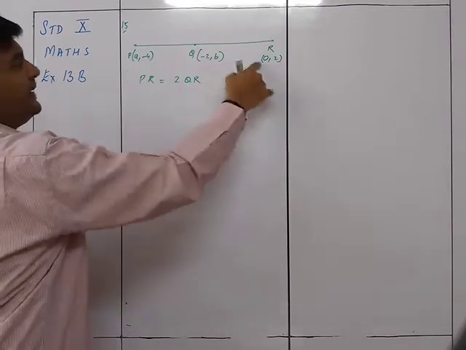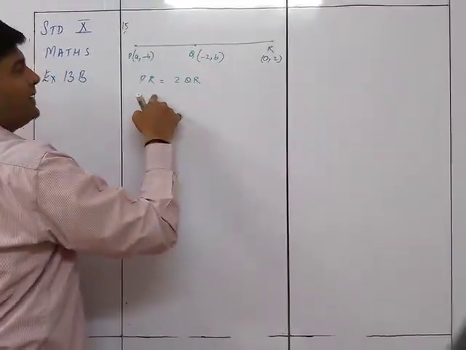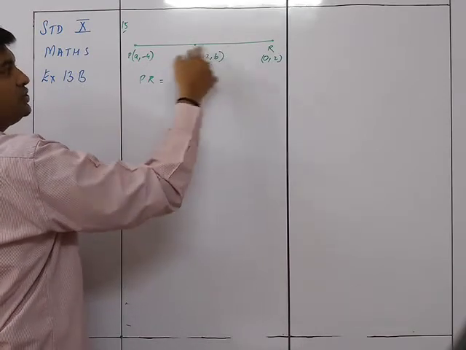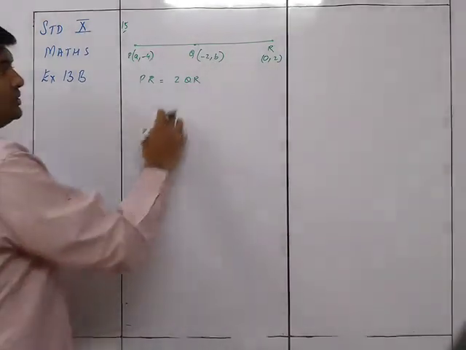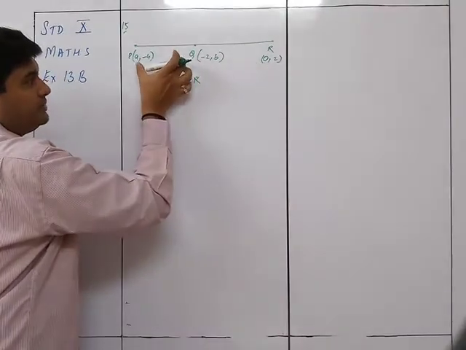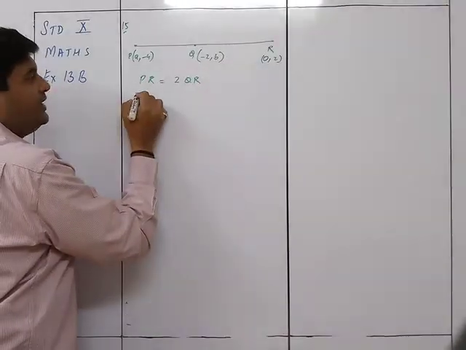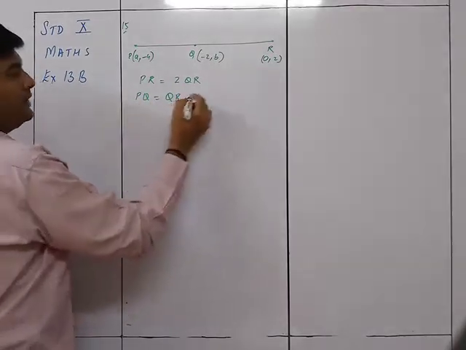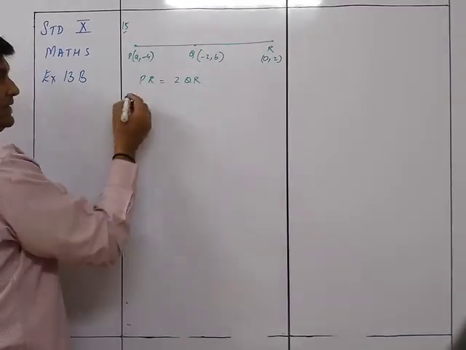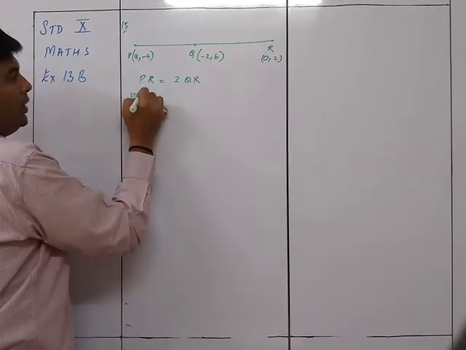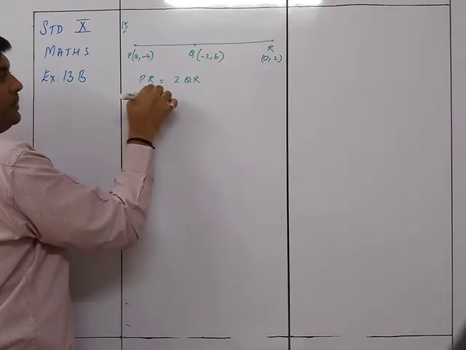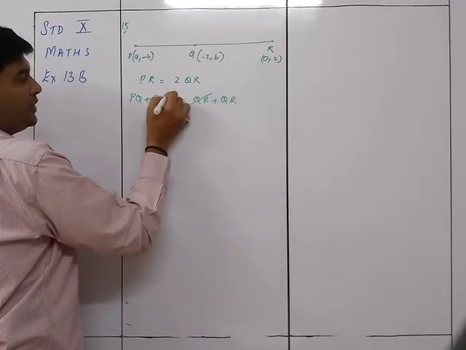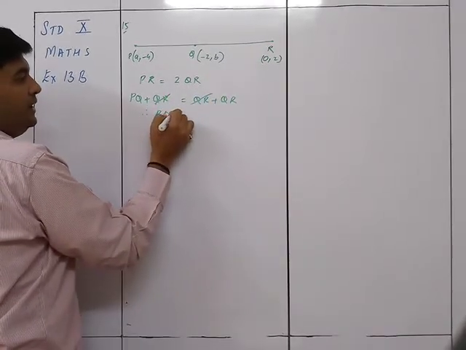See, because PR is equal to twice QR, automatically what is going to happen? We can say that this is a 1:1 ratio, because twice QR means PQ and QR are same. Accordingly, we have PQ is equal to QR. Or if you want, we can write it this way: PQ plus QR is nothing but PR, which is equal to QR plus QR. So this QR gets cancelled. Therefore, PQ is equal to QR.